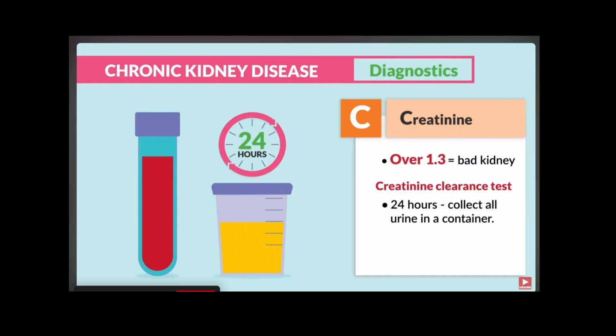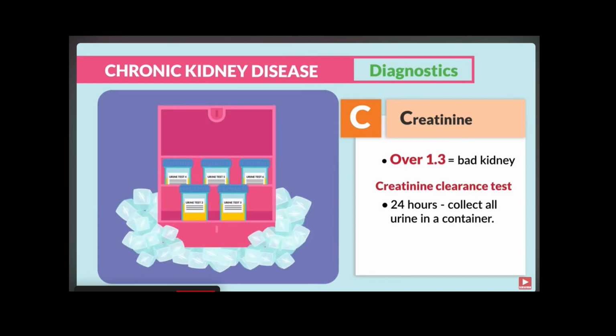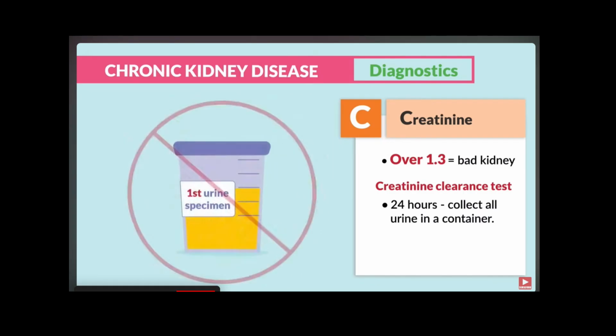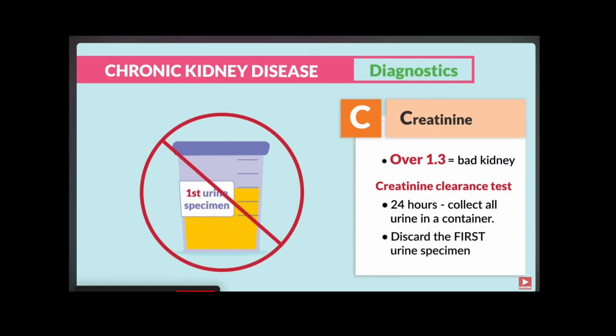So the key points to write down and to know for your exams is 24-hour collection of all urine in a container. And we put it on ice to keep it cold. And another key point is you discard the first urine specimen when the test begins. Write that down. It's always a test question.